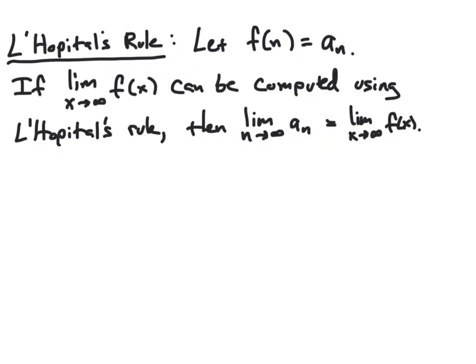Our next technique requires us to think of our sequence as a function whose domain is the set of natural numbers. In other words, we want to define a function f where f of n is equal to the general term a sub n. If the limit as x goes to infinity of the function f of x can be computed using L'Hopital's rule, which involves derivatives, then the limit as n approaches infinity of a sub n will equal the limit as x approaches infinity of f of x.